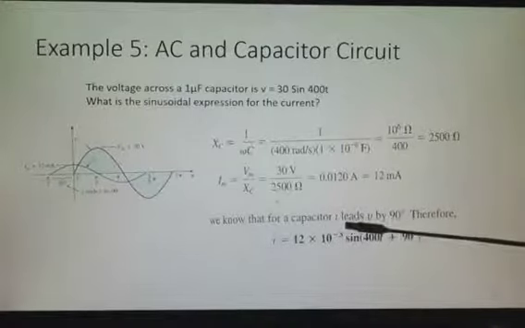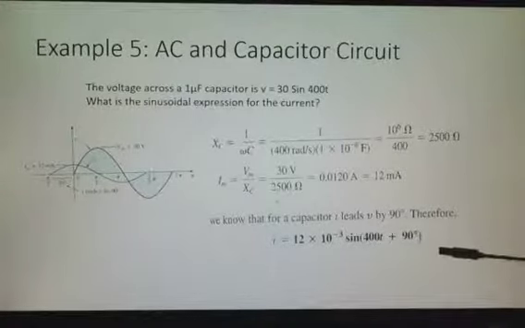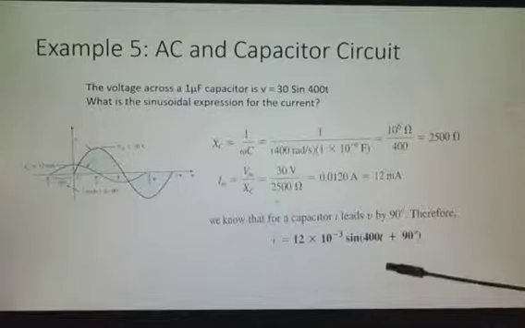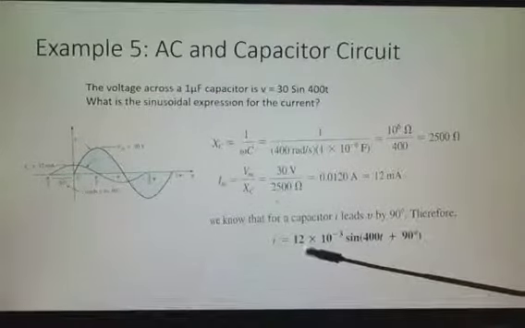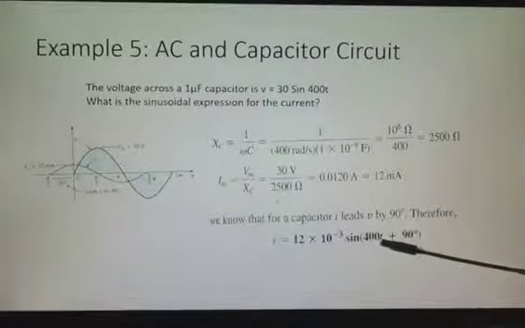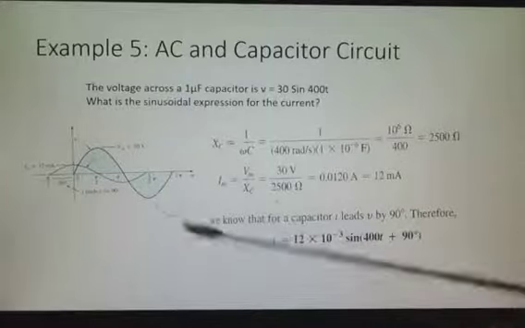We know in a capacitor that the current leads by 90 degrees, so we're going to add 90 degrees to the voltage that starts at the origin, and we get 12 milliamps sine 400 T plus 90 degrees. And here's our drawing.